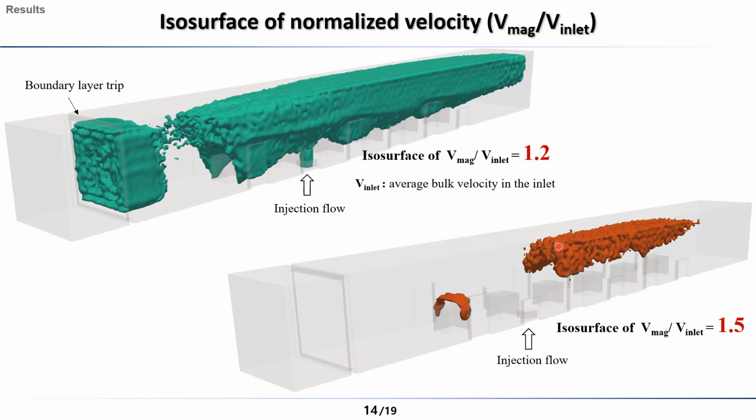And the red isosurface represents regions where the velocity is 1.5 times the in-plane velocity. Compared to the green isosurface result, the higher velocity region is more localized around the first cube and in the area where strong interactions occur between the main flow and injection flow, resulting in many isosurfaces. And we can see that this effect diminished quickly downstream.